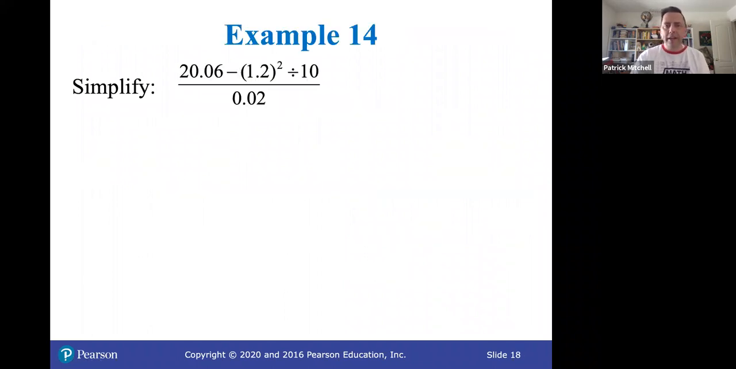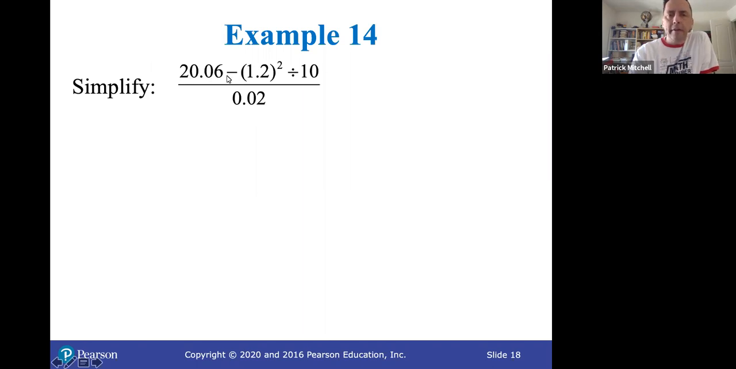All right, here's one that you could try if you're feeling confident. 20 and 6 hundredths minus the square of 1 and 2/10 divided by 10. And that whole thing is divided by 2 hundredths. Okay, let's see. Remember that the big fraction bar is a type of grouping symbol. So this whole thing up here is in parentheses. We need to do all these things before we do the division.